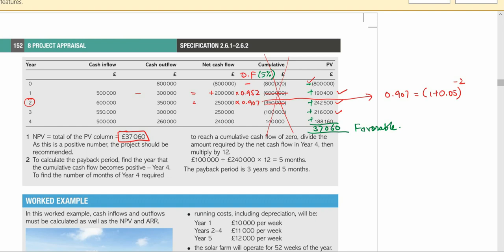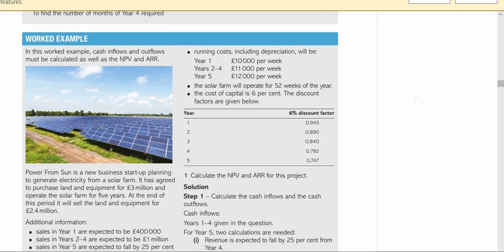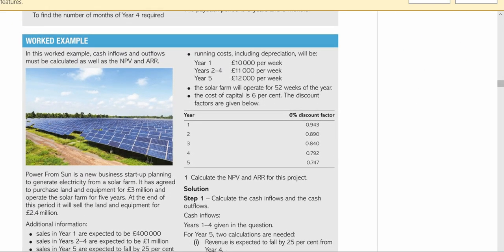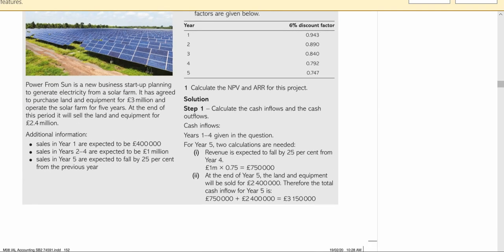Okay, so this is the worked example, and additional information is, just a minute.